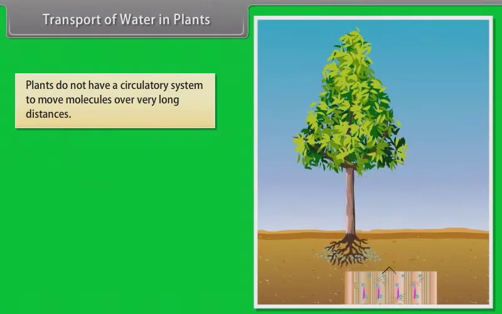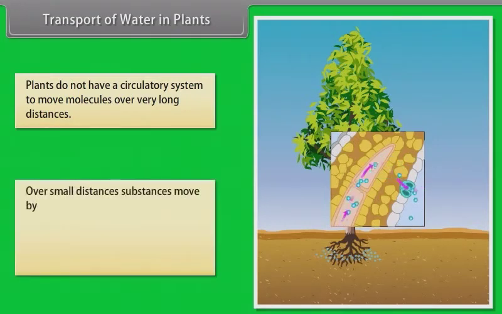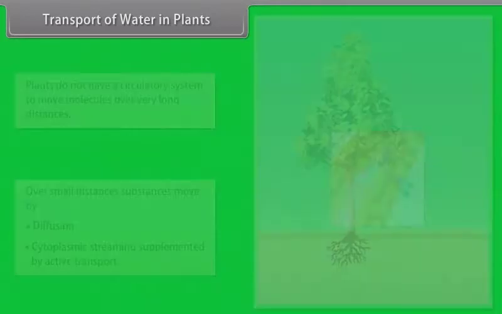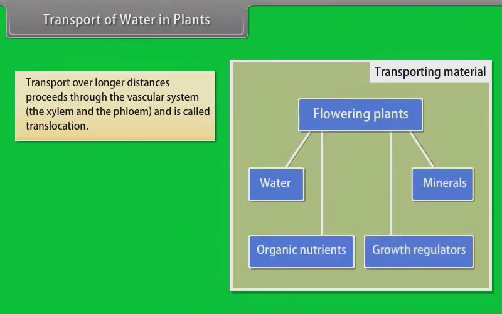In a flowering plant, the substances that would need to be transported are water, mineral nutrients, organic nutrients, and plant growth regulators. Over small distances, substances move by diffusion and by cytoplasmic streaming, supplemented by active transport. Transport over longer distances proceeds through the vascular system and is called translocation.